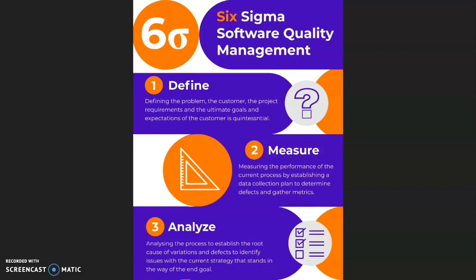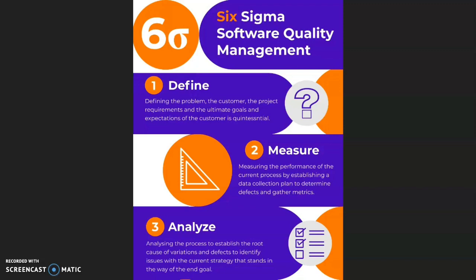It stands for defining the problem, the customer, the project requirements and the ultimate goals and expectations of the customer. The purpose of this step is to clearly pronounce the business problem, goal, potential resources, project scope and high-level project timeline. The second step is measure.